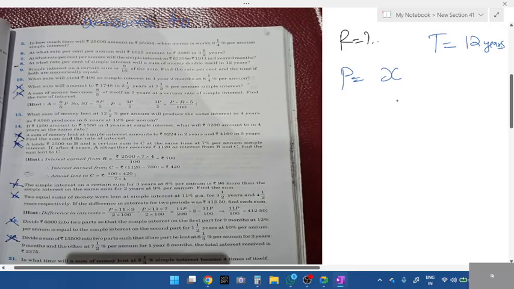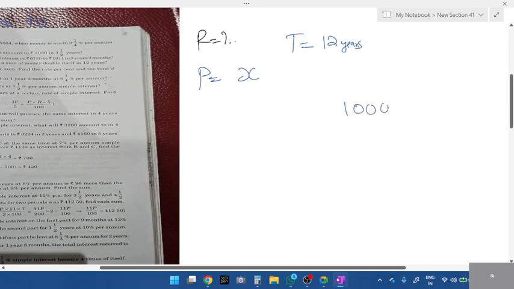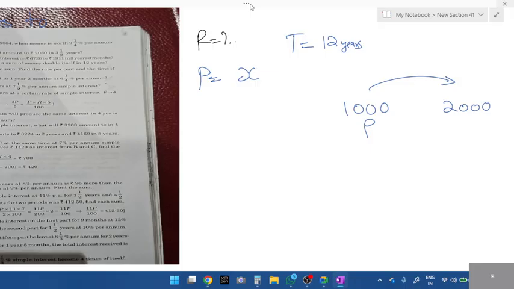T is equal to 12 years. So now if I tell you all, principal 1000, students, 1000. After 12 years, you have to repay. Principal is 1000. After 12 years, you have to repay 2000 to me. How much will you have to repay back?